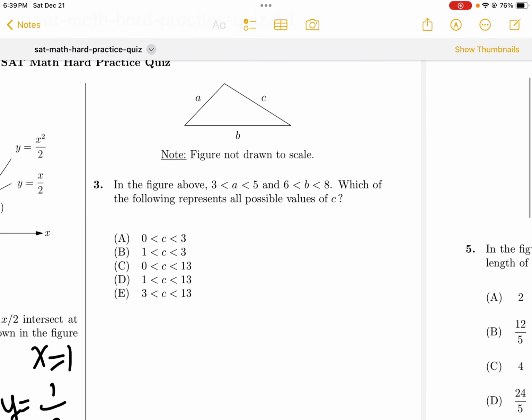Now, number 3, we have this problem. In the figure above, 3 is less than or equal to a is less than or equal to 5, and 6 is less than or equal to b is less than or equal to 8. Which of the following represents all possible values of c? So we need to find the minimum of c and the maximum of c. The minimum of c occurs if b is the longest side.